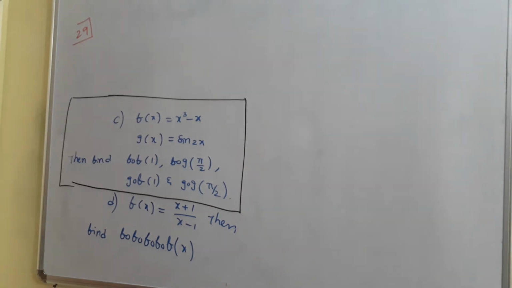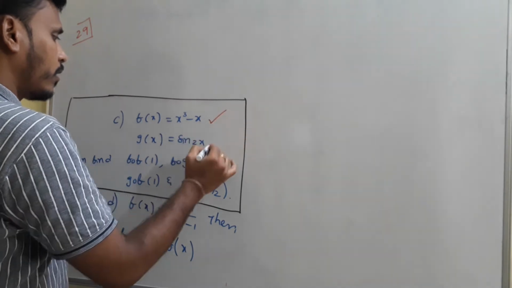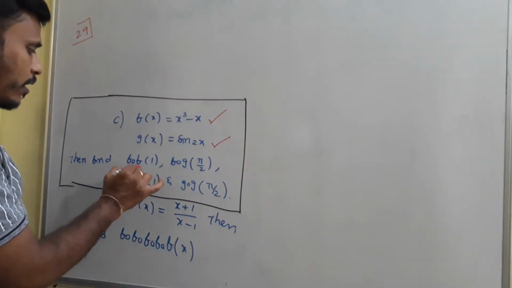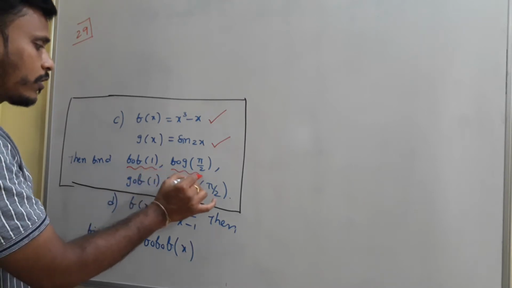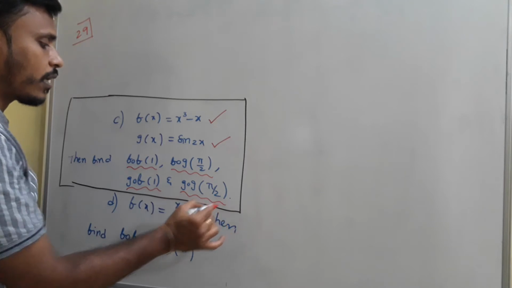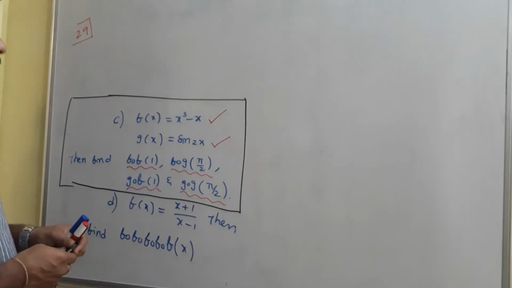So for this problem, f of x is given as x cube minus x. g of x is sine of 2x. We need to calculate f circle f of 1, f circle g of pi by 2, g circle f of 1 and g circle g of pi by 2. Okay? One by one we need to calculate.